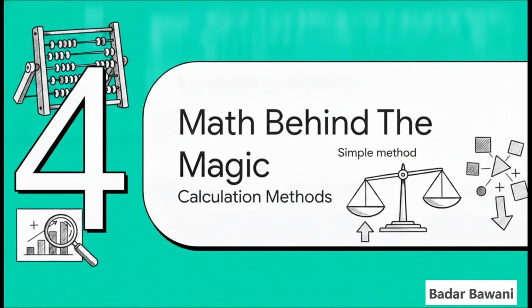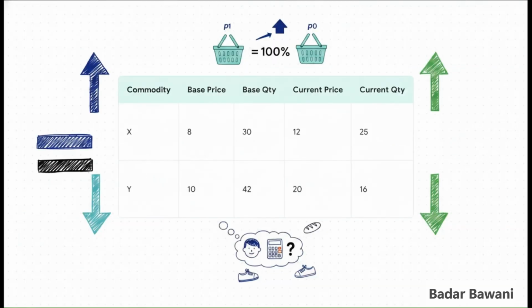Section 4. The math behind the magic. All right, let's start with the simple index method. It is exactly what it sounds like. Every single commodity gets equal importance. If we want to find a simple price index, it's really just like solving a puzzle. We take the sum total of our current year prices, that's P1, and divide it by the sum total of our base year prices, which is P0.